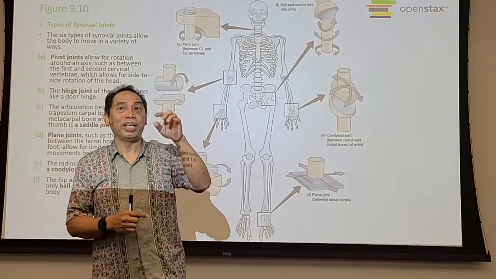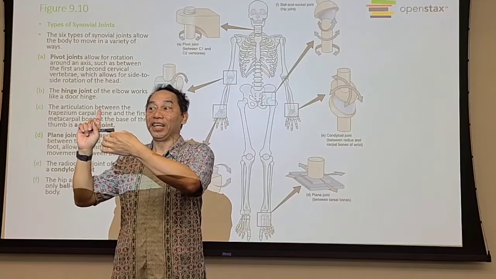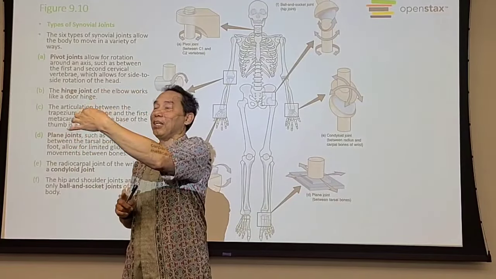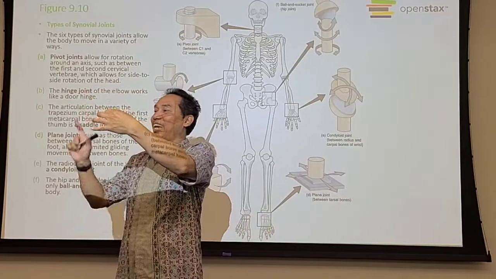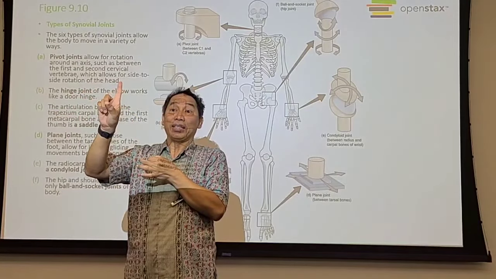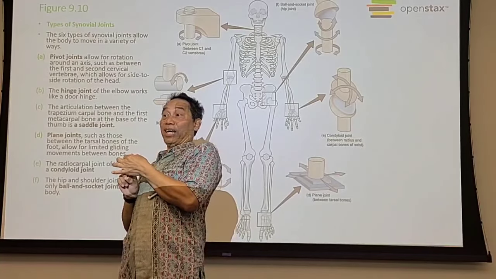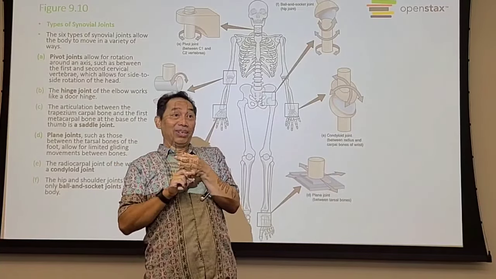Axis, with the first vertebrae. What is the name of the first vertebrae? Atlas, axis. Oh, sorry. Atlas, axis. The axis has a projection called the dens. It's going here, okay? Going to the atlas. Are you with me? You feel it?